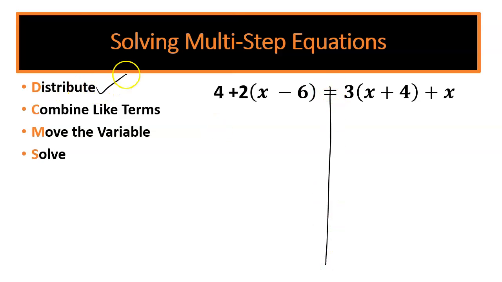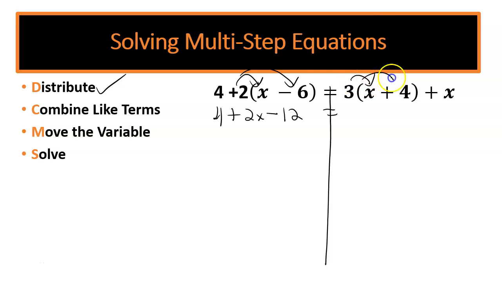We'll start with step 1, distribute. The very first thing I come to is a 4. That 4 is not attached to the parentheses, so it just comes down. And then I have a 2 that I'm going to distribute. So I have 2 times x is positive 2x. 2 times negative 6, a positive times a negative makes a negative 12.